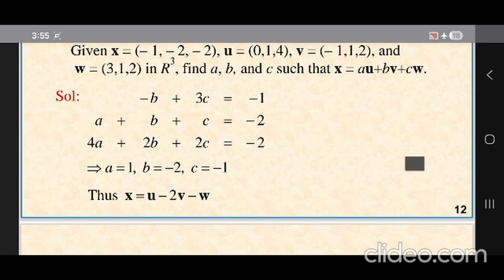These three equations are solved. Then the final answer is a equal to 1, b equal to minus 2, c equal to minus 1. These three values are substituted into the equation x equal to au plus bv plus cw. Then the equation is x equal to u minus 2v minus w.